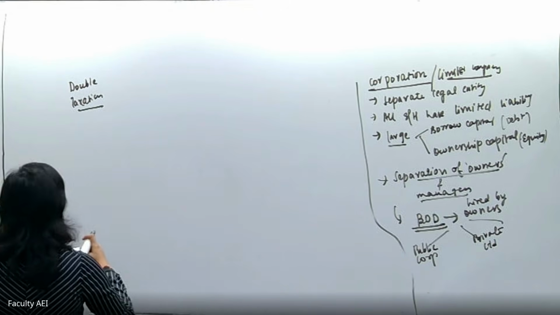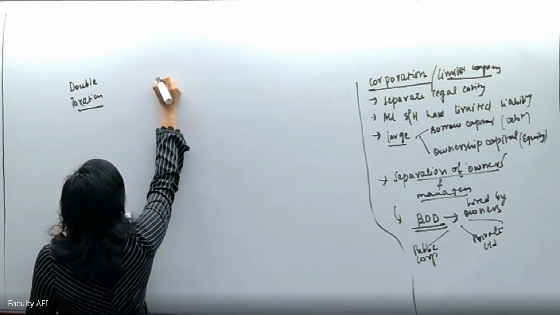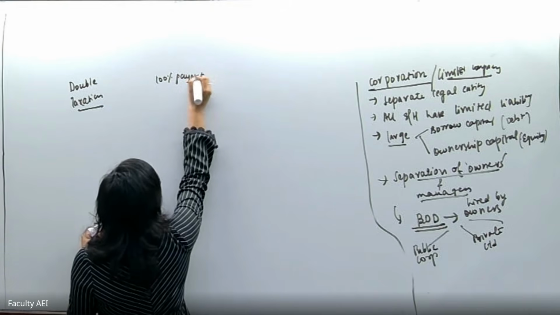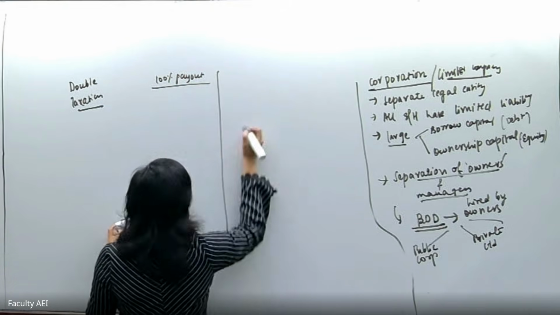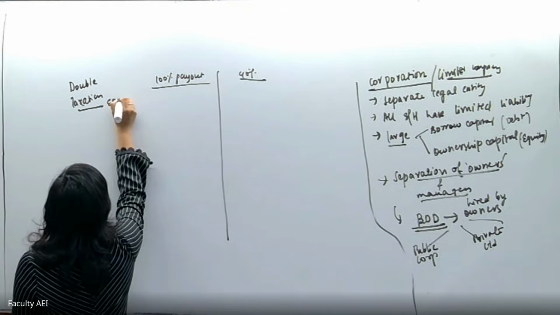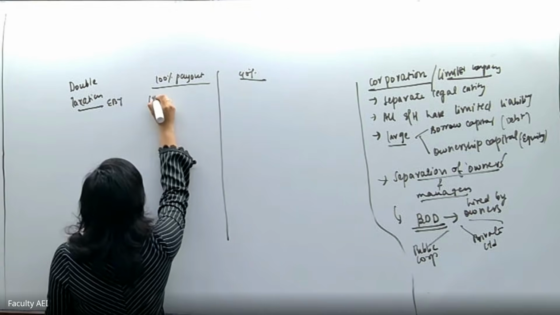Earnings before tax, that is pre-tax earnings, were $100 million. 100% payout, meaning 100% dividends were given, and 40% dividends were given. So the earnings before tax were 100 million.